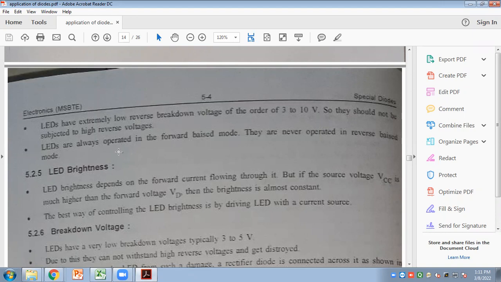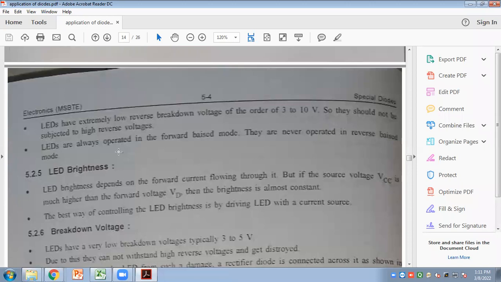So how does the brightness of LEDs depend on the voltage? LED brightness depends on the forward current flowing through the diode. But if the source VCC is higher than the forward voltage, then brightness is almost constant. So according to how much voltage you have applied and how much voltage you are getting across the diode, that ratio will be maintained. And when voltage is high, then brightness will be high. The voltage across the diode means the voltage drop. So the voltage drop and VCC are compared, and according to that, the brightness of the light emitting diode will be measured.